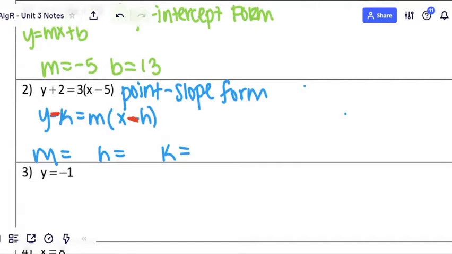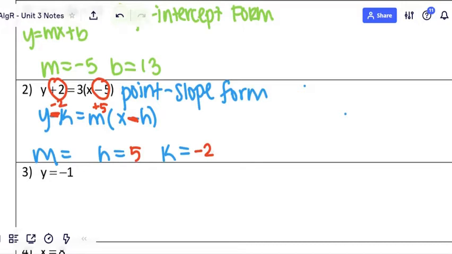So what that means is that the values for h and k are actually opposite of what we see in the equation. So for h, if I see a negative 5, then h is actually going to be the opposite of that, which is positive 5. And k, if I see a positive 2, k is going to be the opposite of that, which is negative 2.